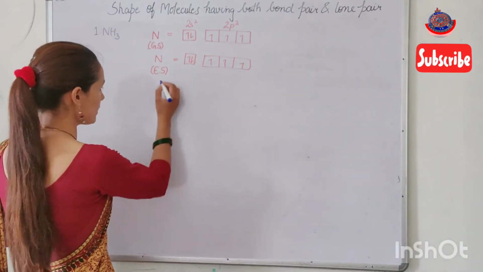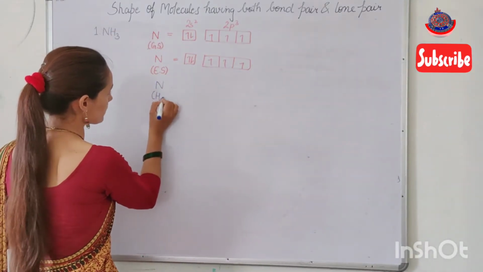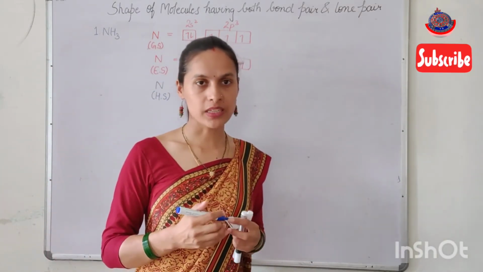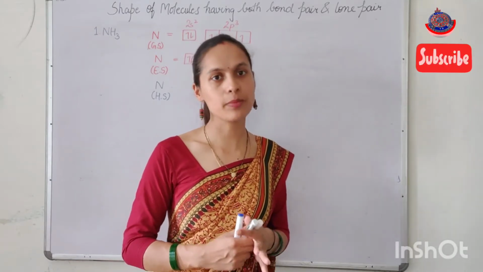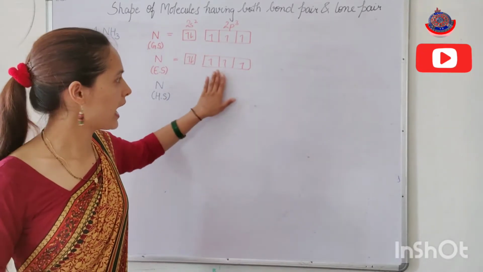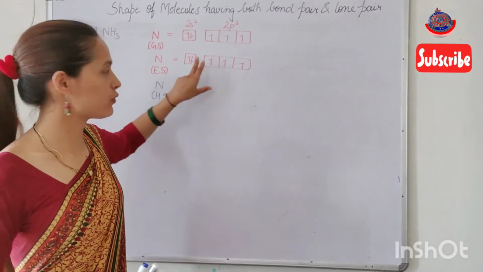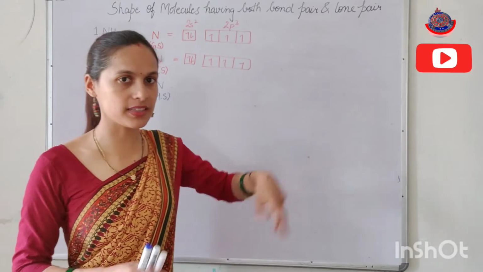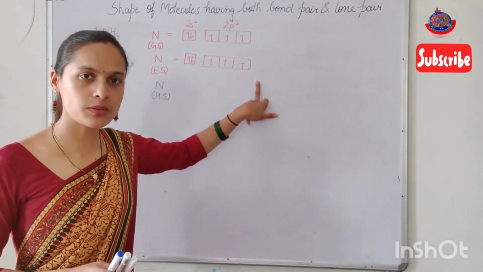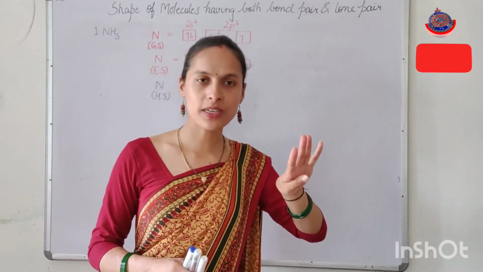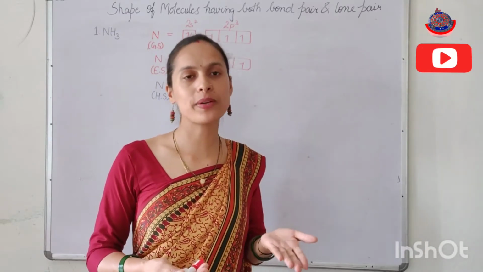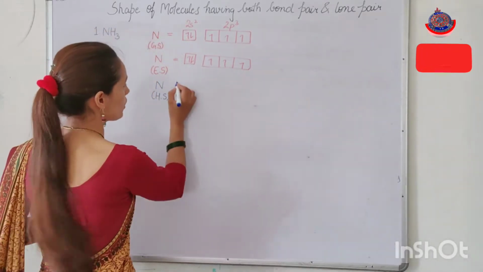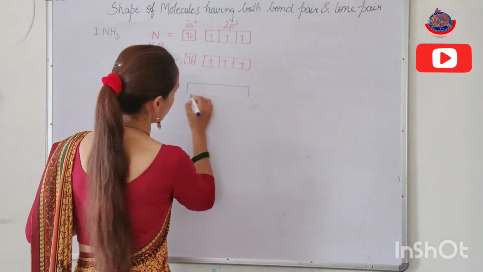So in the hybrid state, these three p orbitals have to be present because we want three half-filled orbitals. But without s, hybridization is not possible. Therefore, this should also be present there. So, how many atomic orbitals will combine? Four atomic orbitals will combine, and if four atomic orbitals combine, then we get four hybrid orbitals.